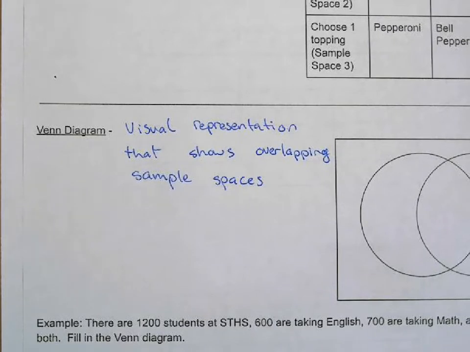So sometimes when we're looking at different samples, there can be some overlap. For example, maybe we're talking about students who are taking English and math. Well, some students are taking only English, some students could be taking only math, and some students might be taking both classes, and that's where they'll overlap.